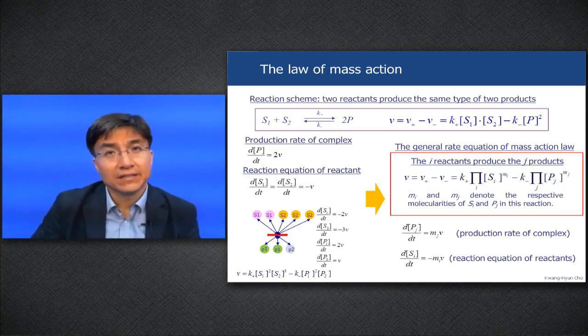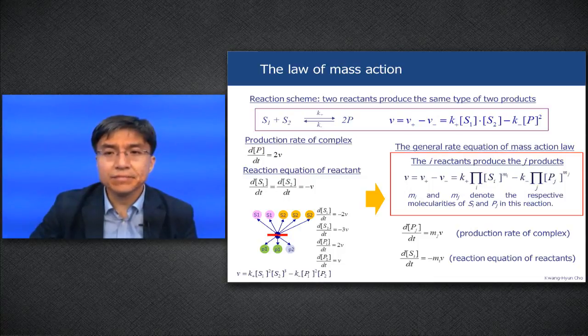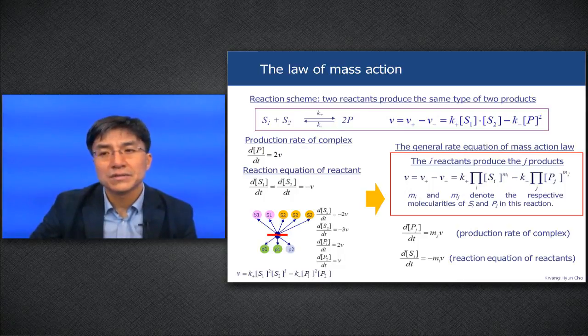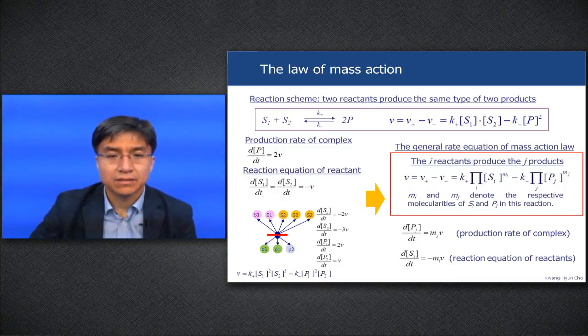We can generalize this idea. So the general rate equation of a mass action law will become the production term minus degradation term. So here Mi and Mj denote the respective molecularities of substrate and product. So this one refers to the production rate of a complex, and this one refers to the reaction equation of reactants.